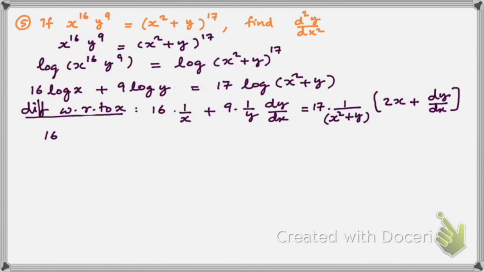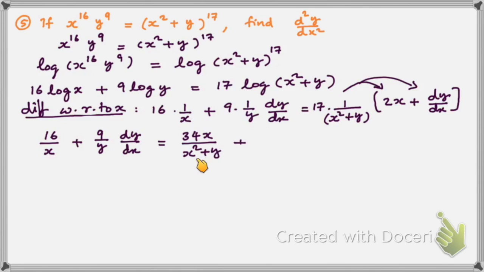I'm going to slightly rearrange this. So 16 by x plus 9 by y into dy by dx, and this outside term, 17 by x square plus y, I will multiply inside. So 17 by x square plus y into 2x will be 34x by x square plus y, plus 17 by x square plus y into dy by dx.